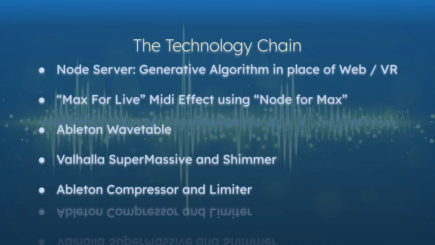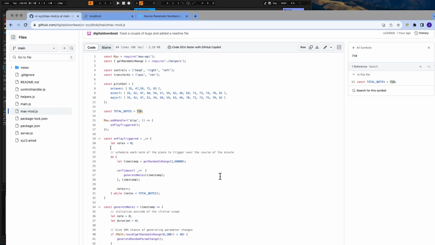But instead of using the VR headset, I decided to use some generative AI in order to get some music for this week's piece. We've got 750 notes that we're going to get triggered when we hit the button that gets spread out over a minute, which is 60,000 milliseconds, and it goes to this generate notes command.